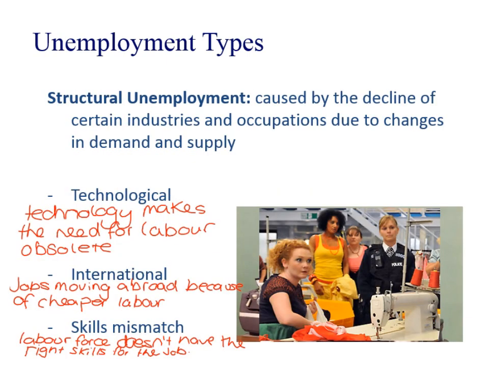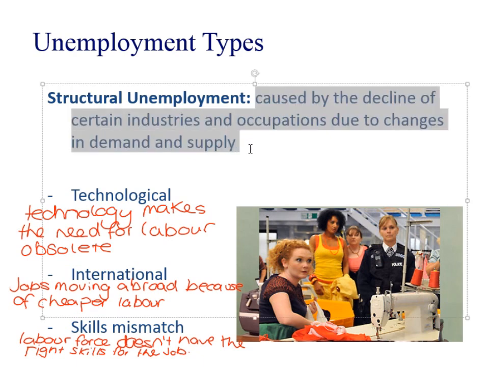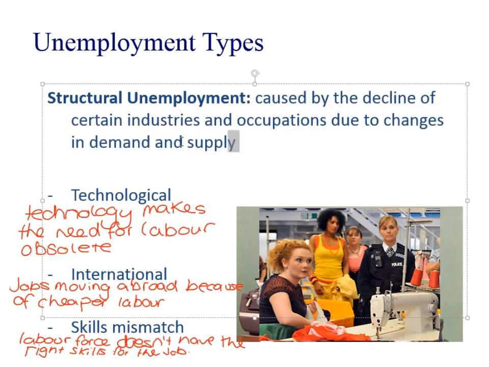Another type of unemployment is structural unemployment, which is caused by the decline of certain industries due to changes in demand and supply. So I always think that this is a mismatch between the amount of labour demanded and the amount of labour supplied in the market. And it might be for a few different reasons.